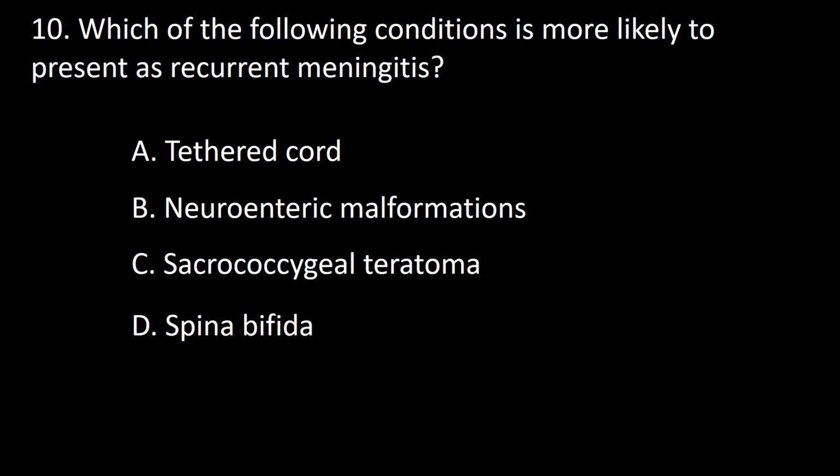Next question. Which of the following conditions is more likely to present as recurrent meningitis? A. Tethered cord. B. Neuroenteric malformations. C. Sacrococcygeal teratoma. D. Spina bifida. In the next few frames, I will represent some of the spectrum of pathology that occurs as a consequence of enteric remnants.